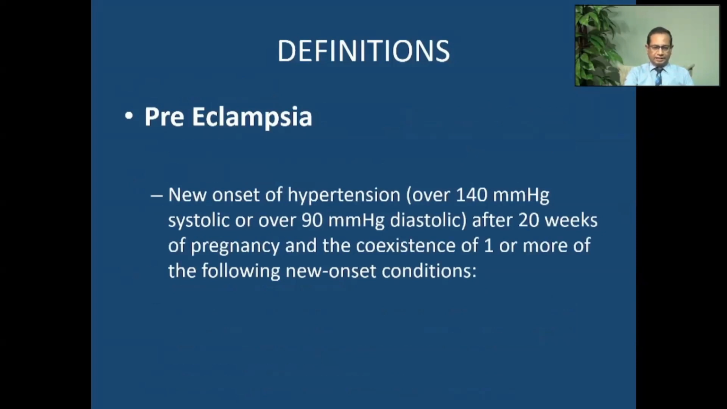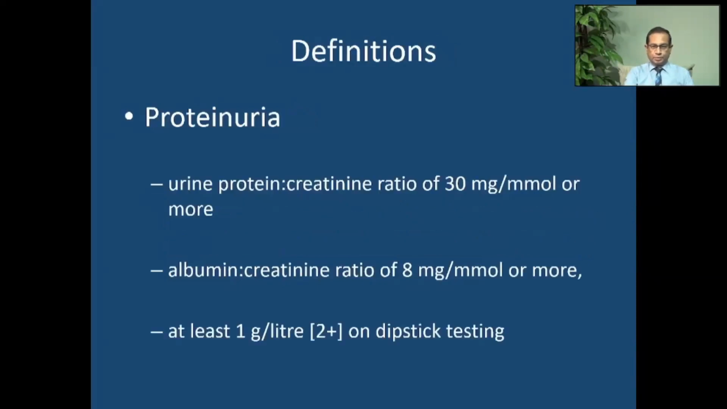Pre-eclampsia is defined as new onset of hypertension that is over 140/90 after 20 weeks of pregnancy and the coexistence of one or more of the following new onset conditions. The first one is proteinuria, that is a urine protein creatinine ratio of 30 milligrams per millimole or more. If you are using the albumin creatinine ratio, it is 8 milligrams per millimole or more, or at least 1 gram per liter, that is 2 plus on dipstick testing.